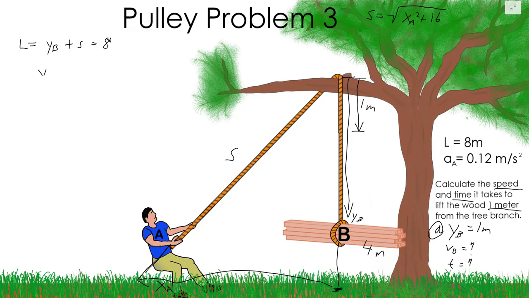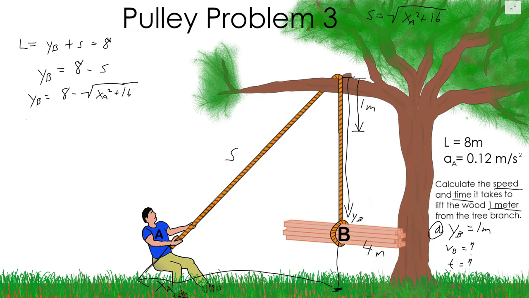So now let's get our equation in terms of YB. That equals 8 minus S. So then YB equals 8 minus the square root of, well, let's put that guy in there, XA squared plus 16. Boom.